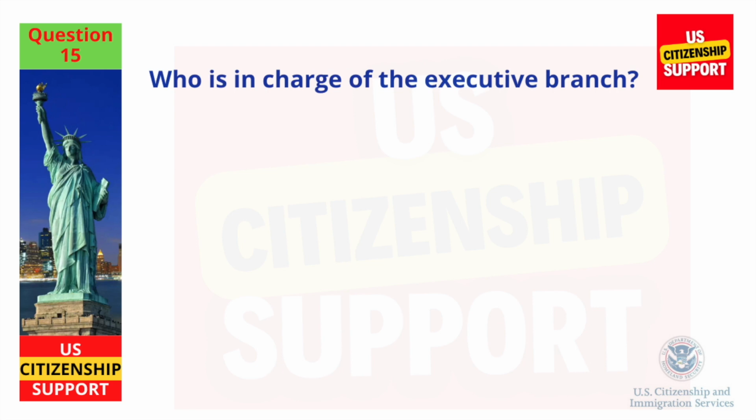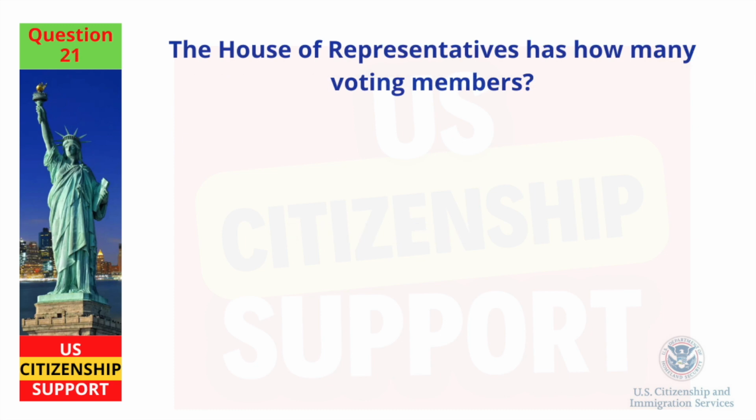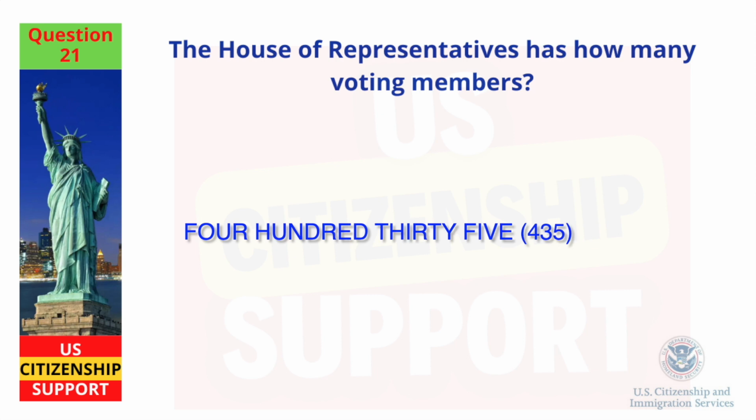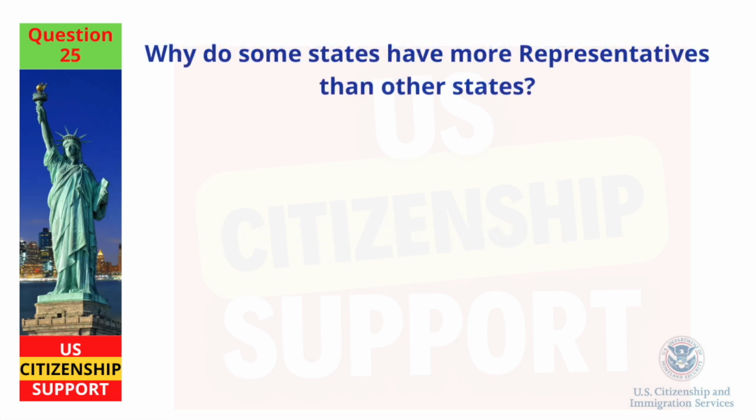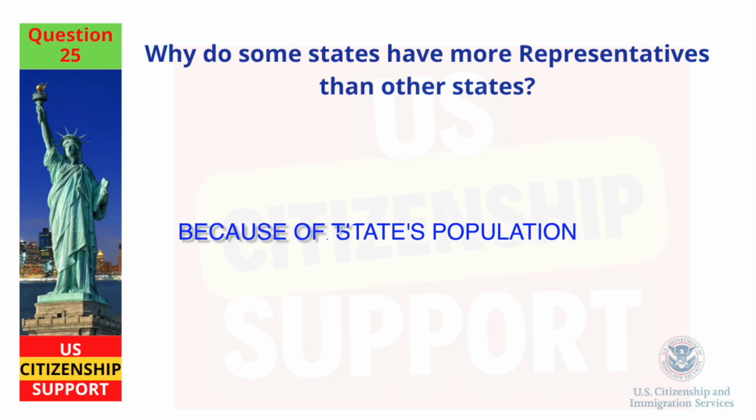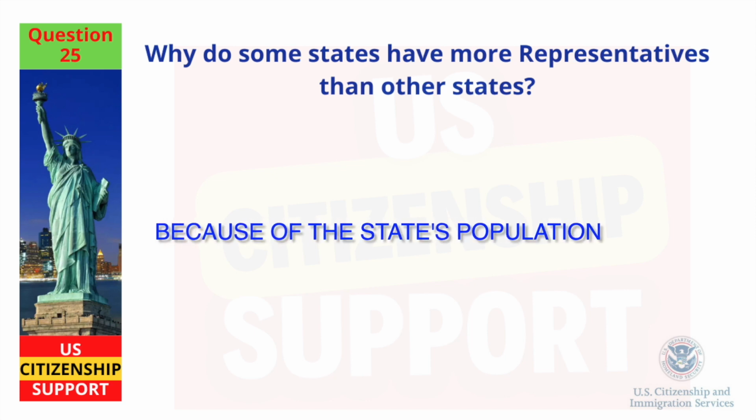Who is in charge of the executive branch? The president. The House of Representatives has how many voting members? 435. Why do some states have more representatives than other states? Because of the state's population.